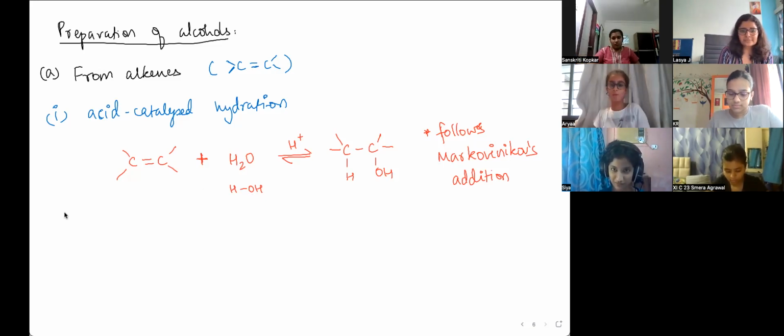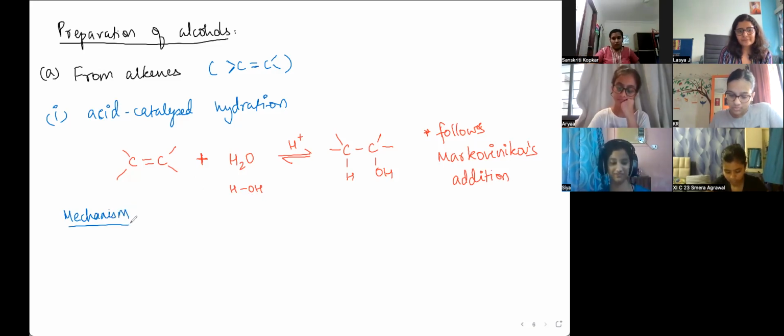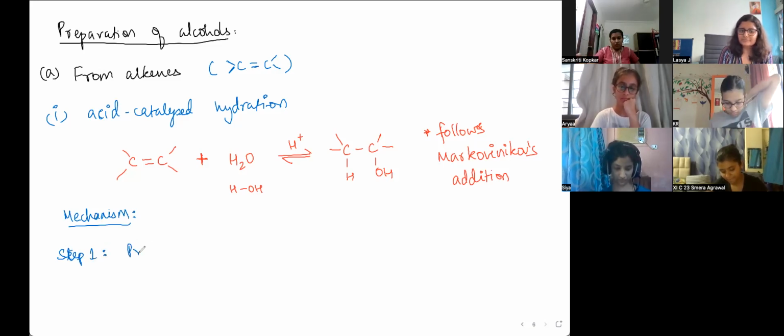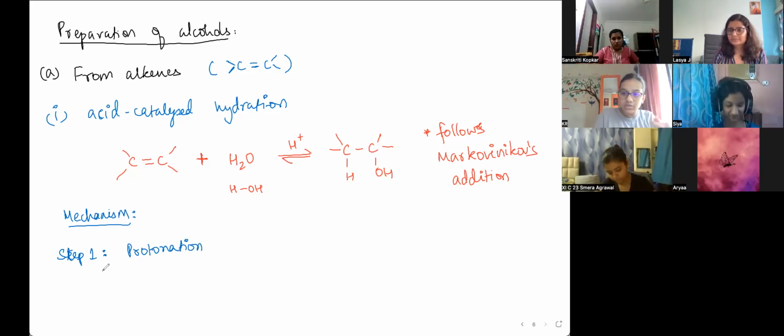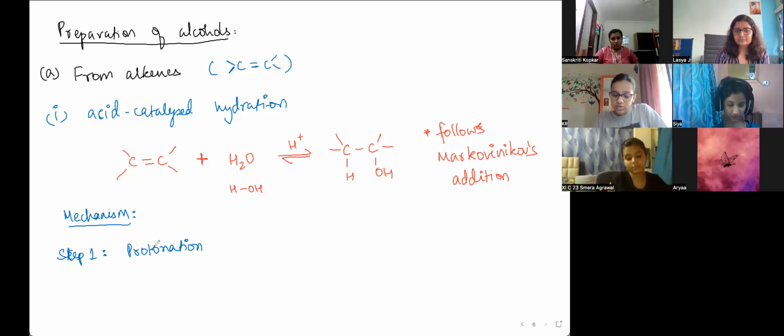Okay, so mechanism. Step 1 is protonation. So tautomers are those which rearrange to become more stable, right? Yeah, so they're isomers only. Yeah, because the same set of atoms are rearranging, no? So same molecular formula, just different structures.